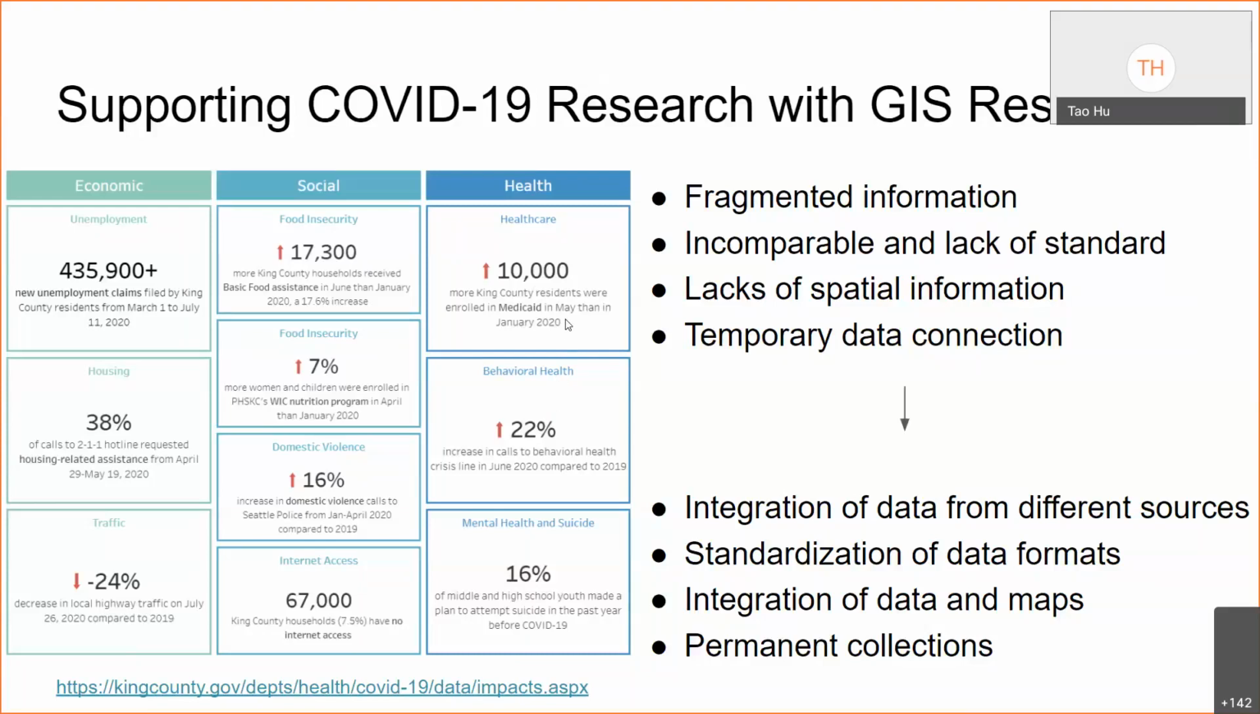So what can we do to understand more about the pandemic? The data is always the most fundamental and important for the study. So we started to collect the COVID-19 datasets and data sources since January and found there were several limitations of the data sources. The first one is some data sources are fragmented information, and the second is some data sources are incomparable, with a lack of standards to associate them with each other, and the third one is the lack of spatial information. So they're not able to tell the spatial temporal patterns. And the last one is they just provide temporal data collections.